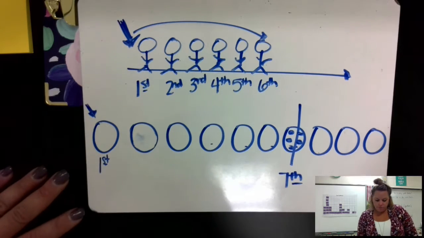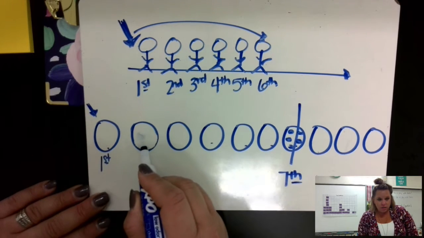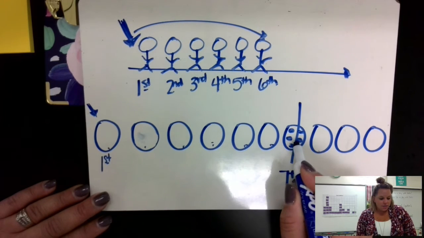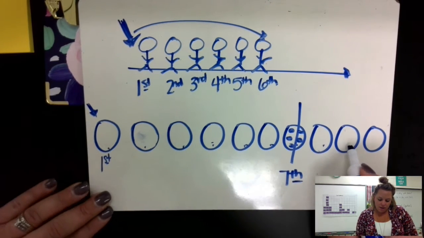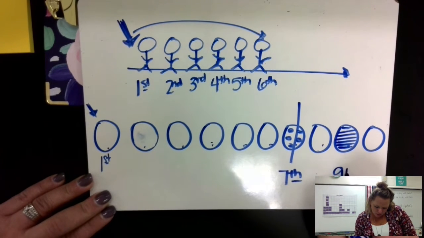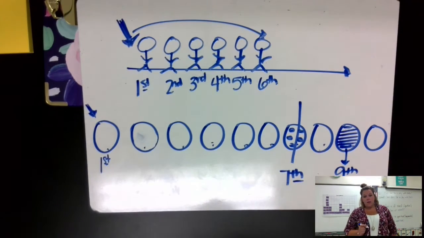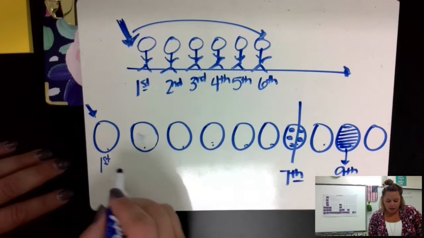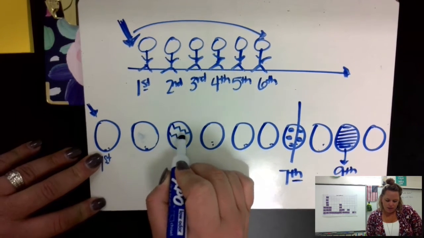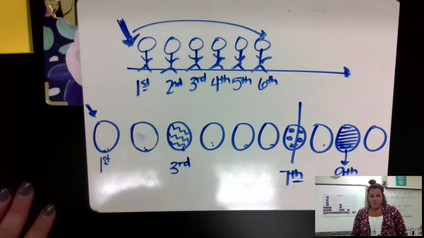Which ball is in the 9th spot? First, second, third, fourth, fifth, sixth, 7th, 8th, 9th. I'll give this one some stripes. This ball is in the 9th spot. Which ball is in the 3rd spot? First, second, third. I'll give that one some zigzags. That is in the 3rd spot.